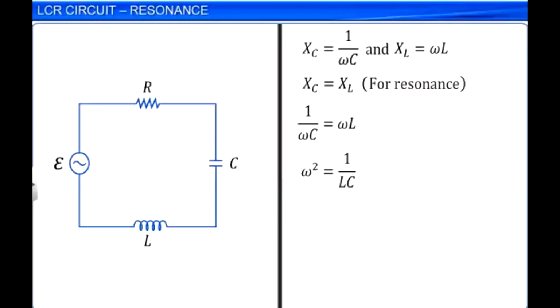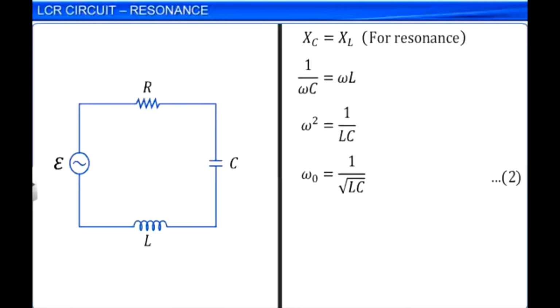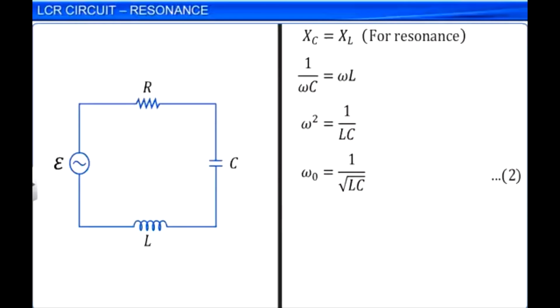Let us now call this angular frequency omega naught. This frequency is also referred to as the resonant frequency of the circuit. We observe that as omega is varied, the value of current changes and is maximum when the value of omega is equal to omega naught, such that Xc is equal to XL, as the impedance Z of the circuit minimizes and becomes equal to R. This is the condition for resonance.